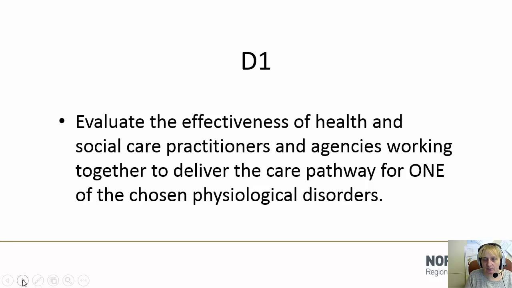And here we go. So this is a Distinction 1 grade. You've got to evaluate the effectiveness of health and social care practitioners and agencies working together to deliver the care pathway for one of the chosen physiological disorders.